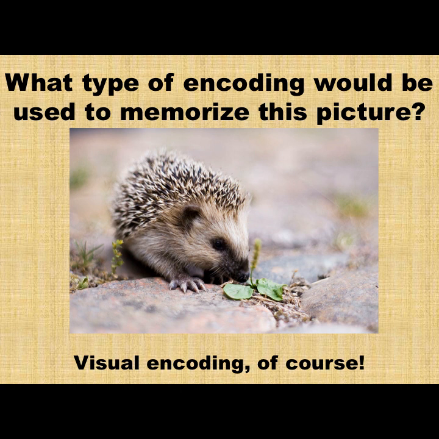Okay, so let's explain this a bit. Visual encoding is encoding of images, and since this hedgehog isn't talking, there isn't any acoustic encoding, and the hedgehog isn't an idea, so it can't be semantic either. So it's definitely visual, because it's just an image, that's it. So the way we remember it is we would visually encode it. Okay, that one was sort of easy.